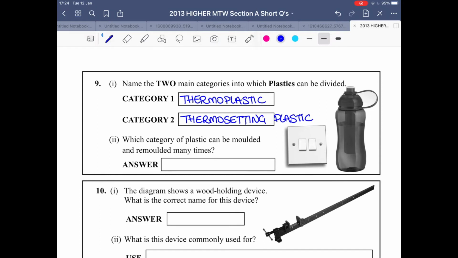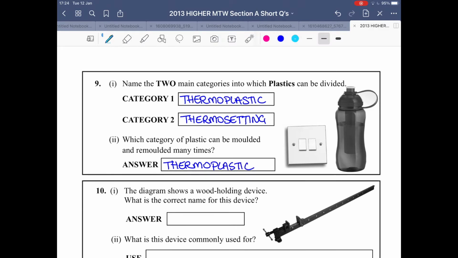Now, which category of plastics can be moulded and remoulded many times? Well, I think this one is a fairly obvious one. Thermosetting, look at the word. It's set, it's done, it's finished. It cannot be undone. So our answer for this one that can be remoulded many times is thermoplastic. Okay, so thermoplastic for that.